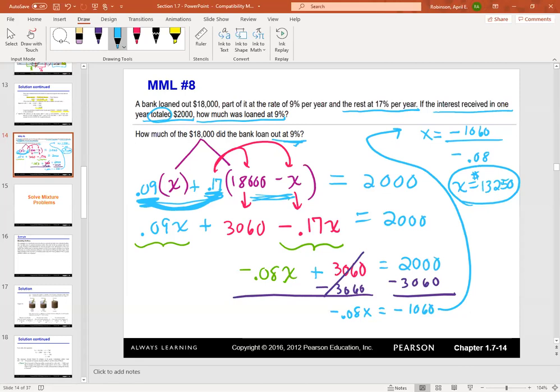Now, if they had asked me for both, and there's some math lab questions where they want both answers, they want 9 and 17%. As a general rule, I normally put the larger percentage with the X, because that way I will avoid some negative numbers. But does it matter? No, it'll work both ways. Doesn't matter where you put it. Okay? All right.